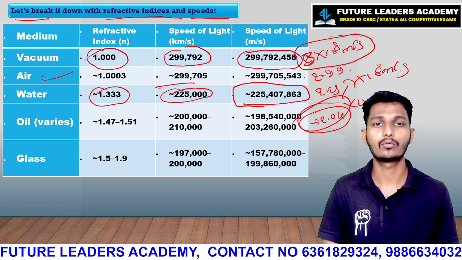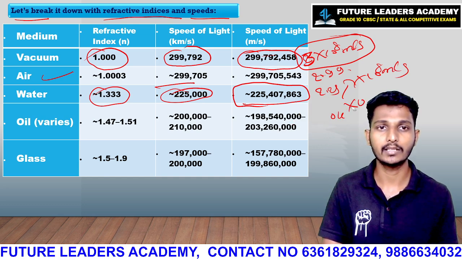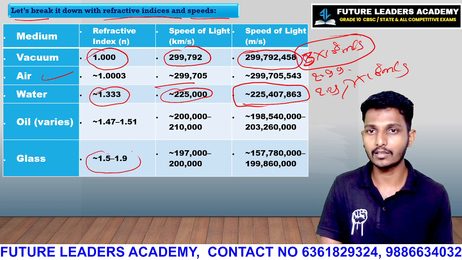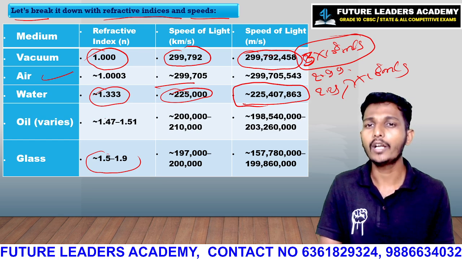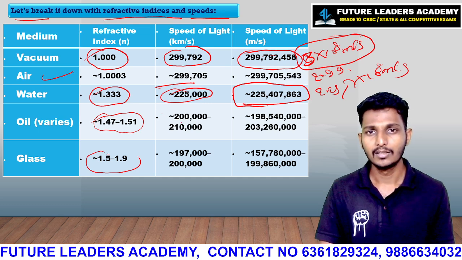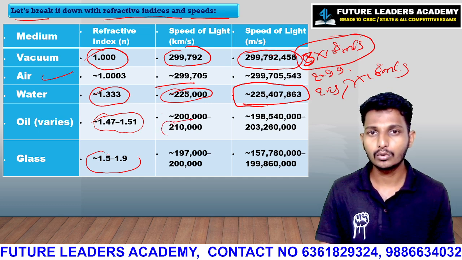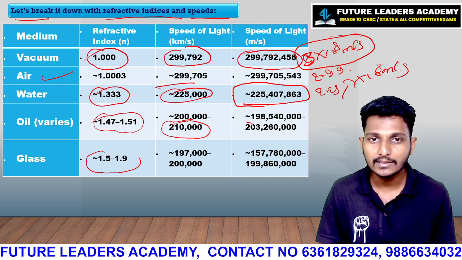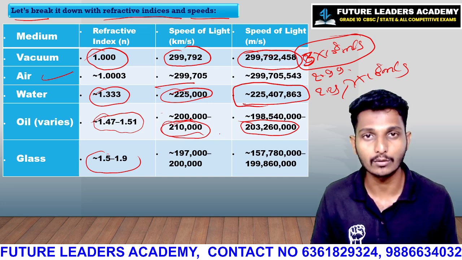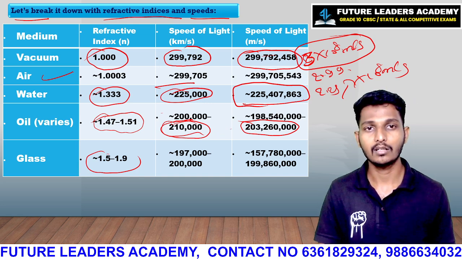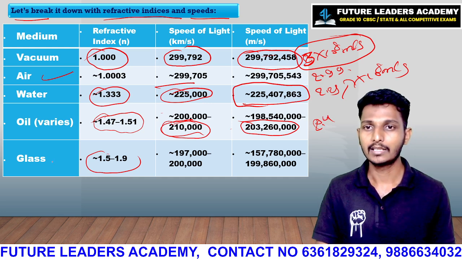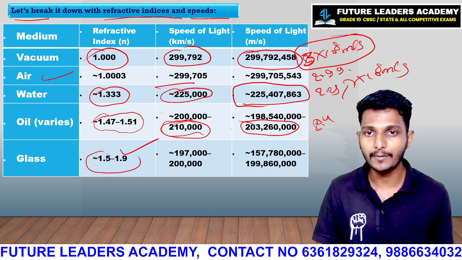I think this is not visible to you, as it hides from my image. Next one, in the glass medium 1.5, oil I did not take. Oil is 1.47 to 1.51 refractive index. Then 2,10,000, you consider this is the better one. Or else 2,04,000, you consider better. That is 2.04 only you can consider. Then glass is 1.5, the refractive index.